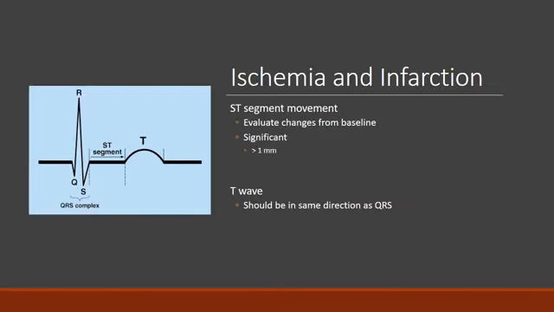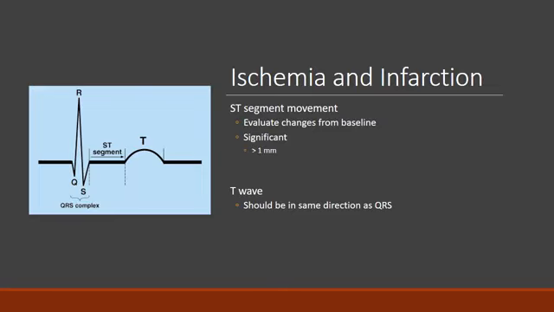Now let's talk about some of the other cardiac abnormalities that we may see on EKGs. There's a variety of them, but I wanted to just talk about basic things here. Let's talk about ischemia and infarction. These show up on EKGs a little bit differently. With ischemia and infarction, we see movement of the ST segment.